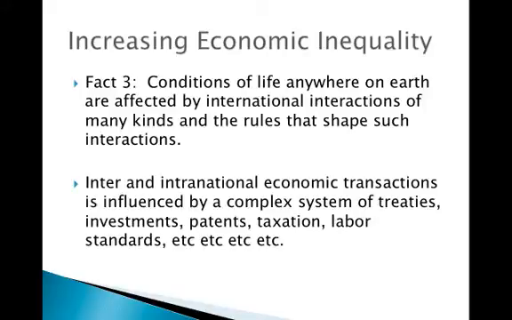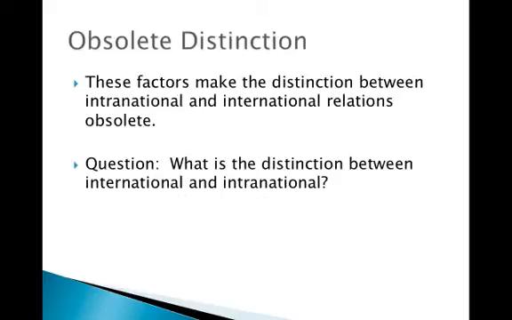Okay. Fact number 3. Conditions of life anywhere on Earth are affected by international interactions of many kinds and the rules that shape such interactions. So this is a distinction that might make it onto a quiz, so pay attention. It's a distinction between inter and intranational. So inter and intranational economic transactions are influenced by a complex system of treaties, investments, patents, taxation, labor standards, etc. I won't go into too much depth about that, but I think it's pretty obvious.